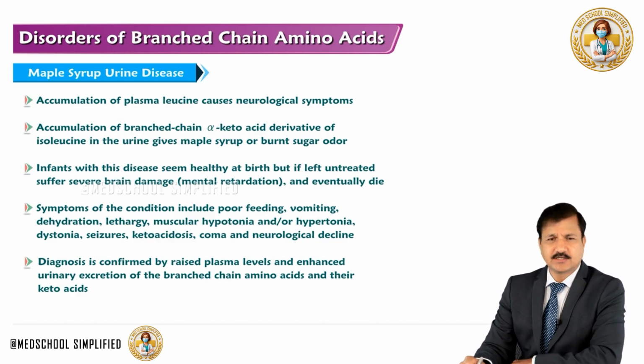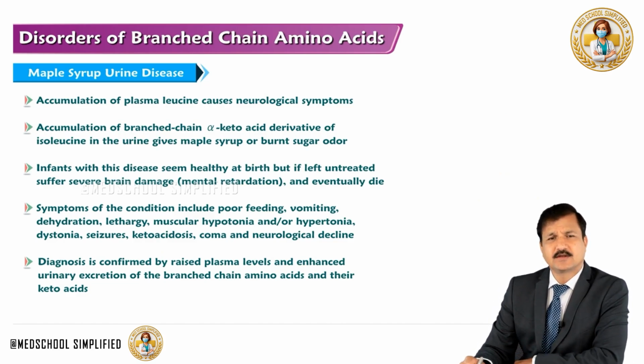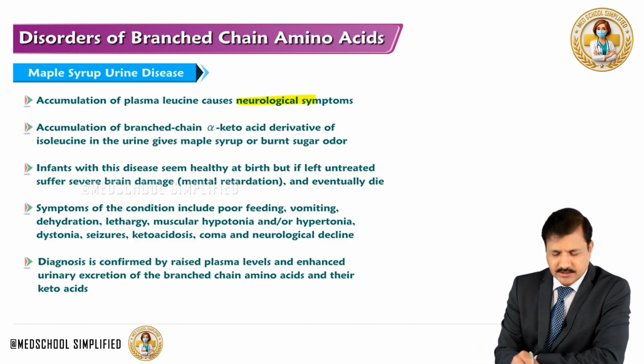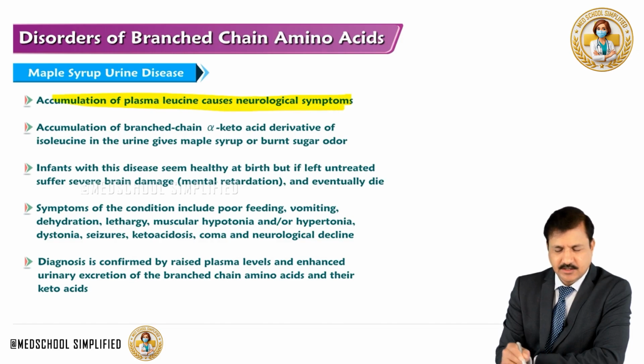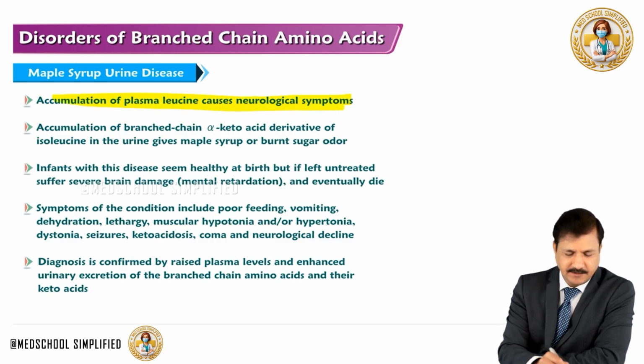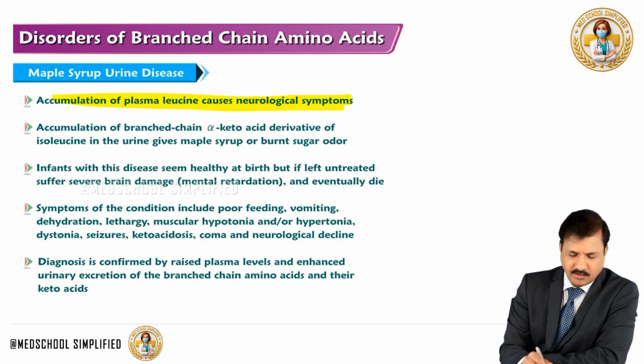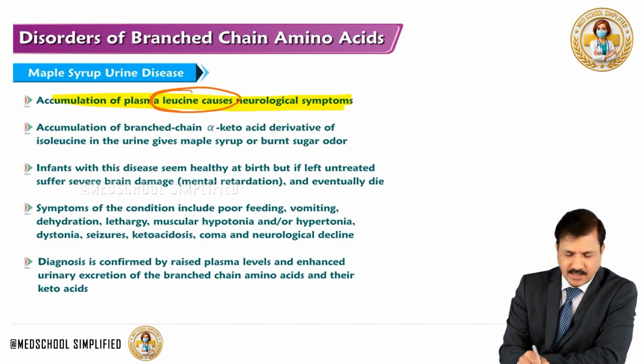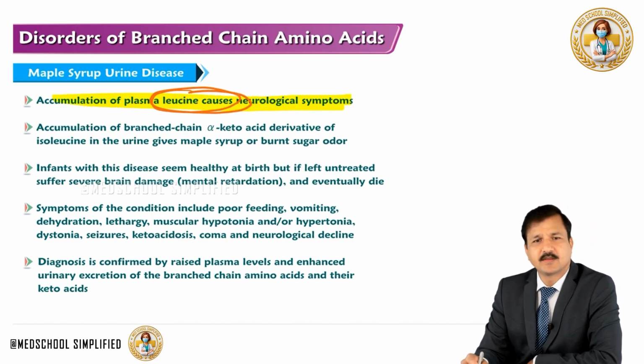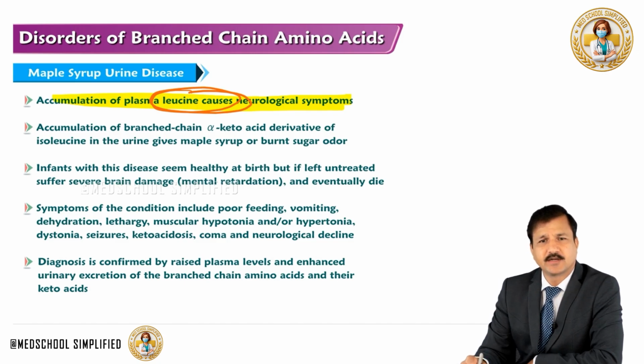So the accumulation of leucine and its keto derivative leads to neurological symptoms. Remember that in maple syrup urine disease, the neurological symptoms that you see are because of accumulation of leucine and its alpha-keto acid. Make sure you remember that, very important.